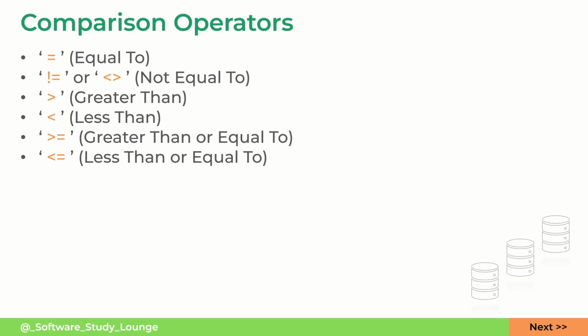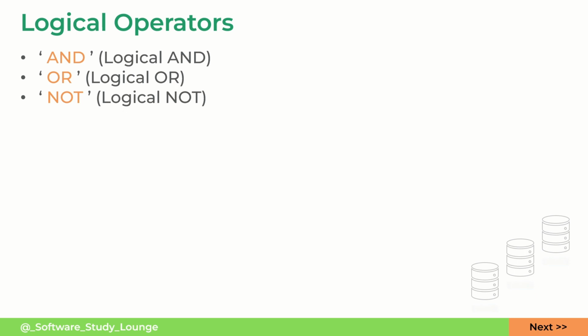Then the next set of operators is called comparison operators. It contains equal to, not equal to, which is also written as the less than or greater than symbol, and greater than, less than, greater than or equal to, less than or equal to. Next are logical operators, which contain AND, OR, and NOT.